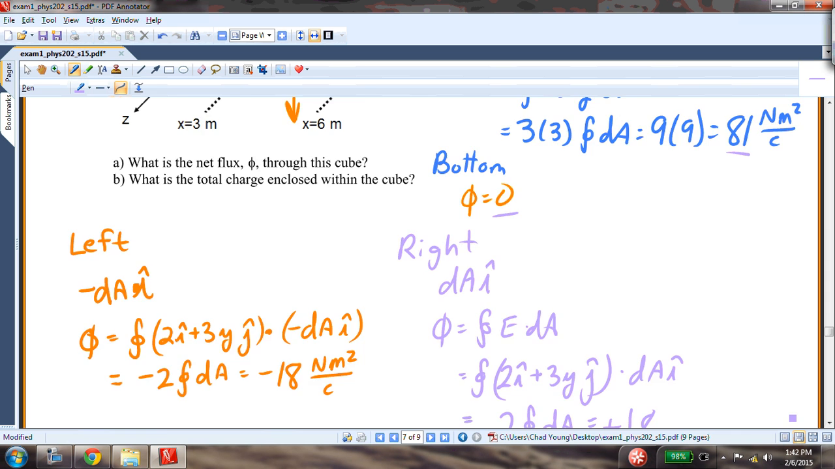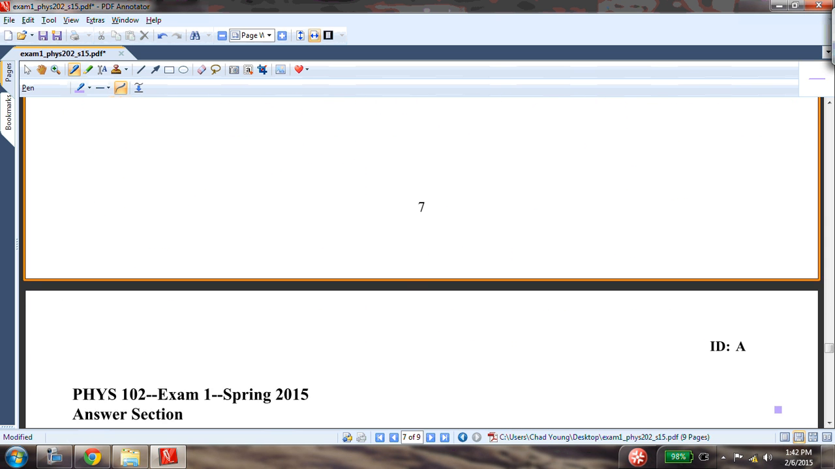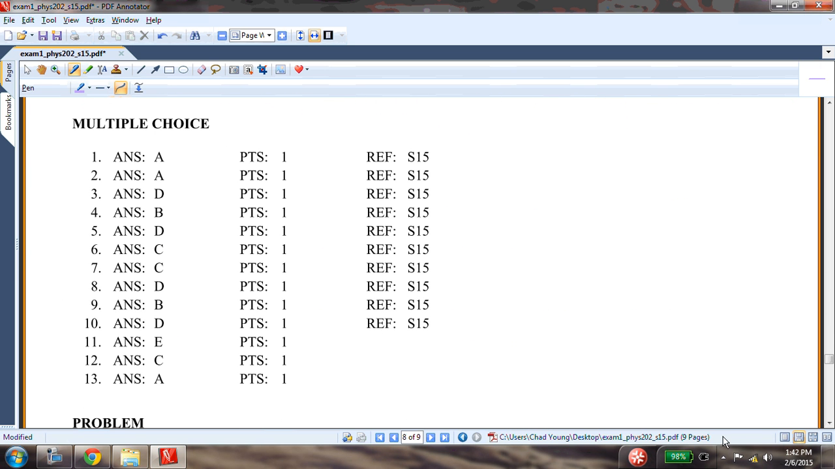All right, so that's Gauss's law. I think that's the last one. There's the answers in multiple choice. Again, I'm going to change the order on your test, so the order might be slightly different. The answers are actually multiple choice.